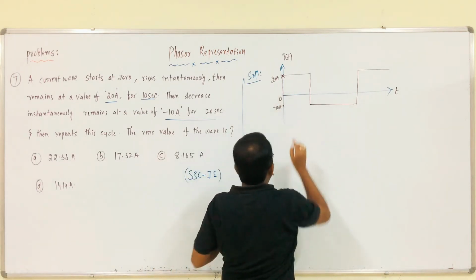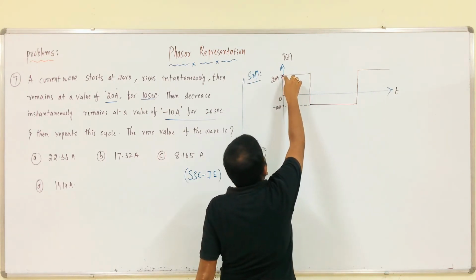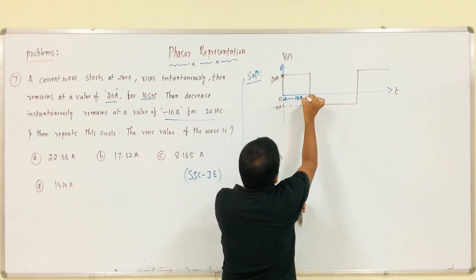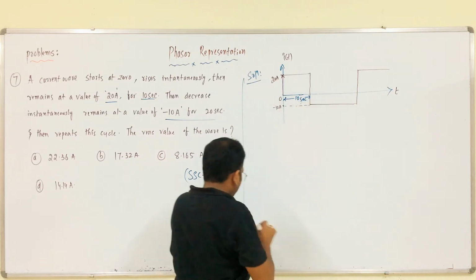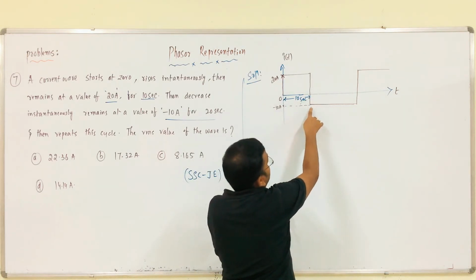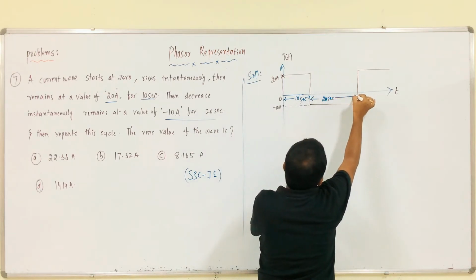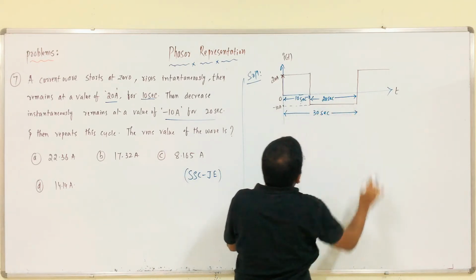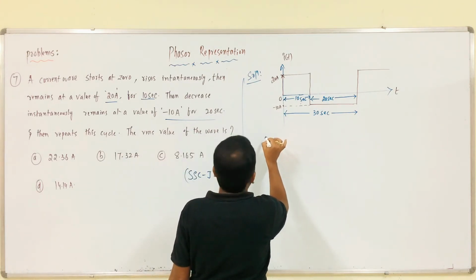It is starting from 0 and rises instantaneously up to 20 amps and remains for 10 seconds there at 20 amperes, clear? So, 10 seconds. Then after 10 seconds, it decreases instantaneously up to minus 10 amperes and remains for 20 seconds. The total time period is what? 30 seconds, right? Therefore, we have to calculate that IRMS.